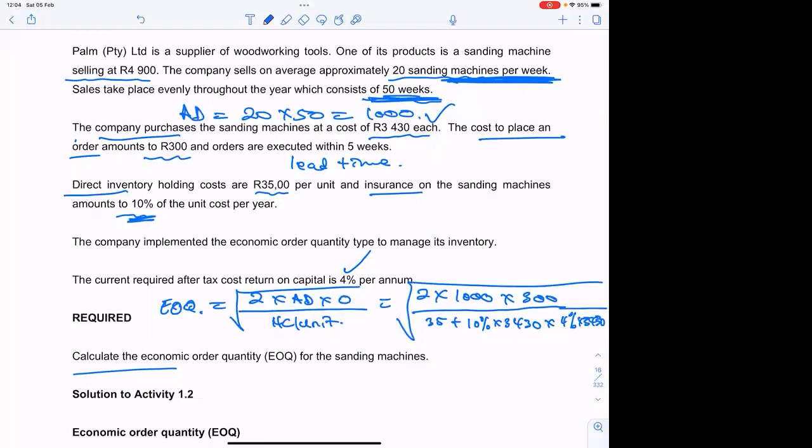Everything is under a square root. So what I want you to do is to solve the numerator. You give me the answer. You solve the numerator. You give me the answer. Then you give me the final answer afterwards. Can we do that? Where is my calculator? Seems like I don't have it. I have the numerator.